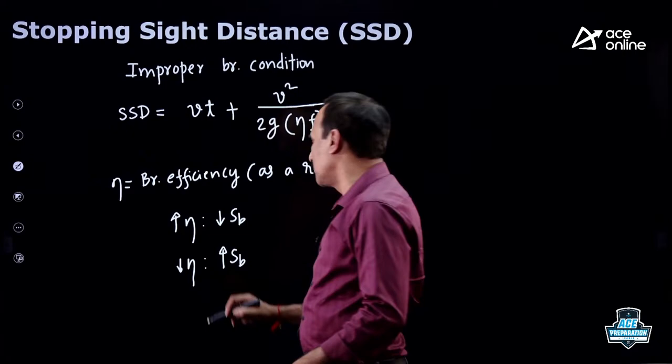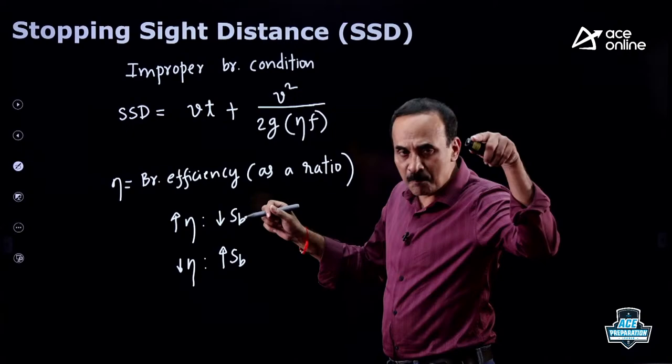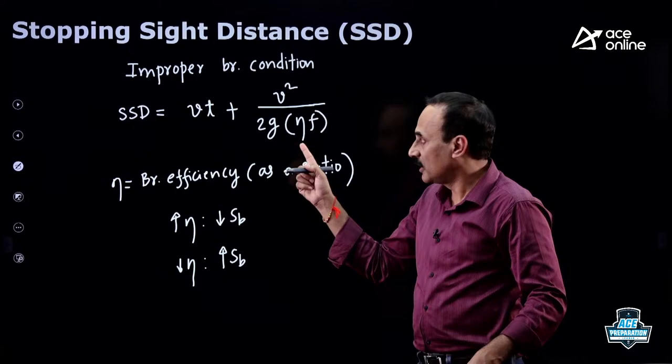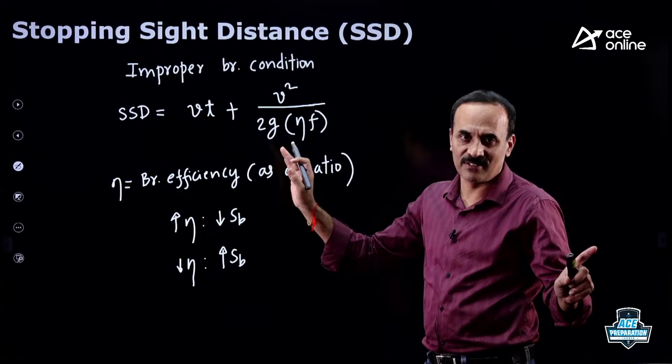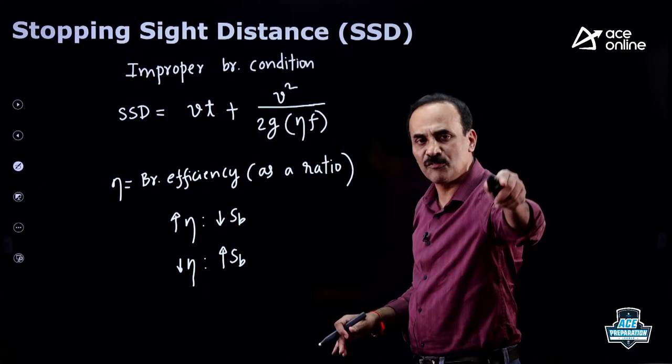So, if brakes are improper, what is the only parameter which is creating trouble for us? The only point creating trouble is that the coefficient of longitudinal friction is not properly developing. All the remaining things are constants. So, only the friction is getting altered, the friction between the road and tire in the direction of length, in the direction of motion of the vehicle.